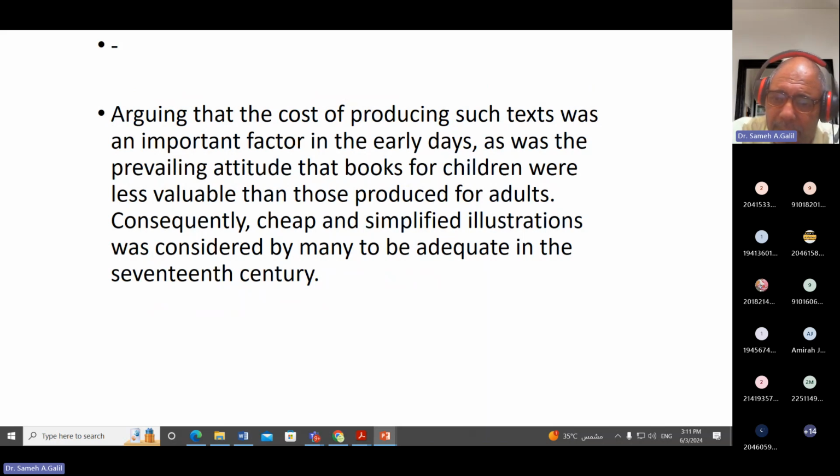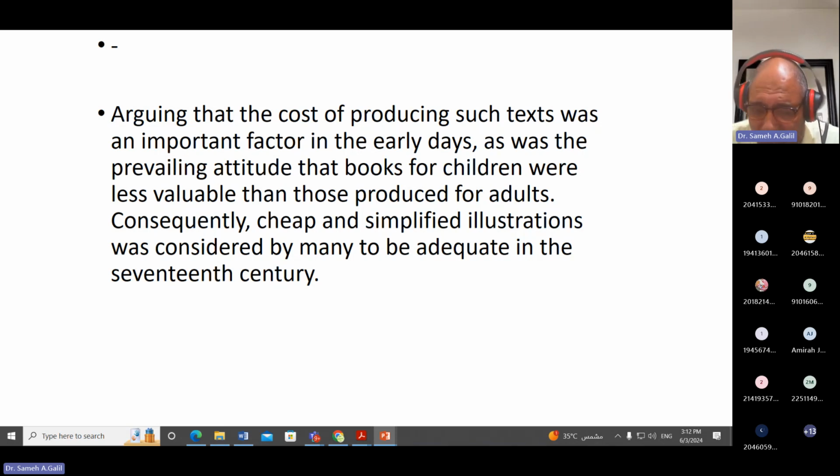Again, typically, the expenses and how much a book would cost in production were very important factors at the time. And the idea, or the agreement, was that we shouldn't invest too much money on those kinds of books for children, because according to people of the time, children's books are not as valuable as those produced for adults. So mainstream adult novels were more important. That's why at the time they wouldn't invest too much money on children's books.